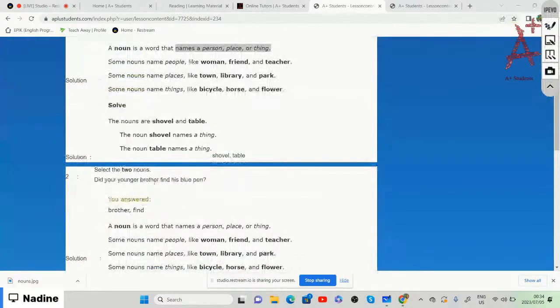Did your younger brother find his blue pen? We need to identify two nouns within that sentence. Remember, a noun names a person, a place, a thing, as well as an animal. So, did your younger brother find his blue pen? We need to identify or select the two nouns.